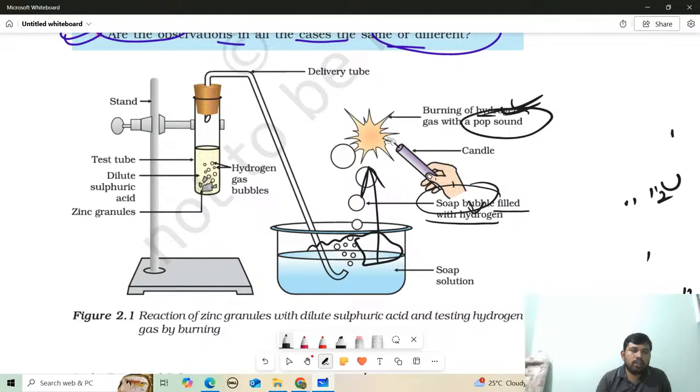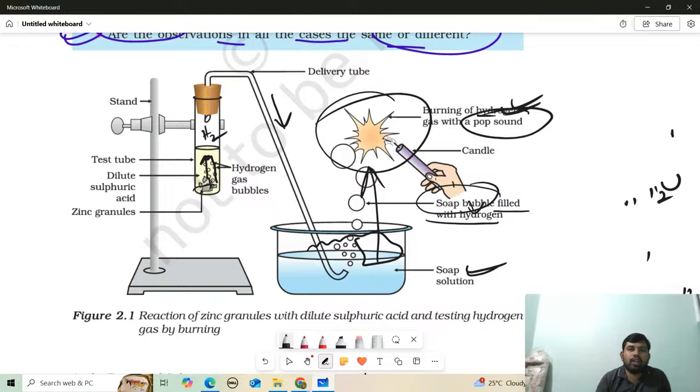Okay. So here at the surface, evolution of gas will take place, and this gas is passing through this gas tube. It is passing in this direction. Let's remember the purpose of soap solution you should know, what kind of test there is for the hydrogen gas, and where we are able to see the bubbles.